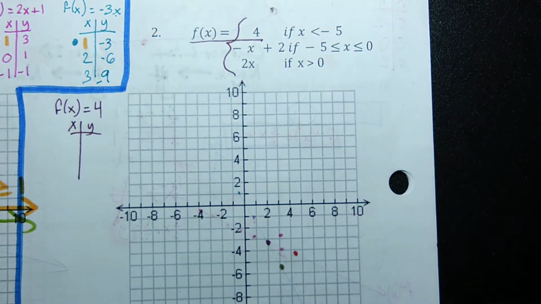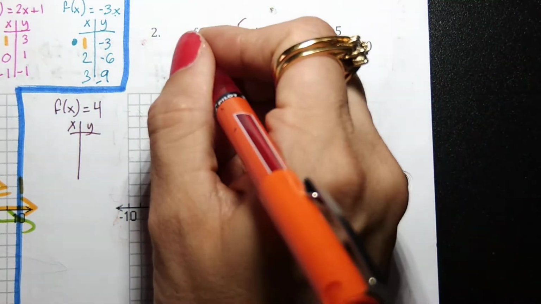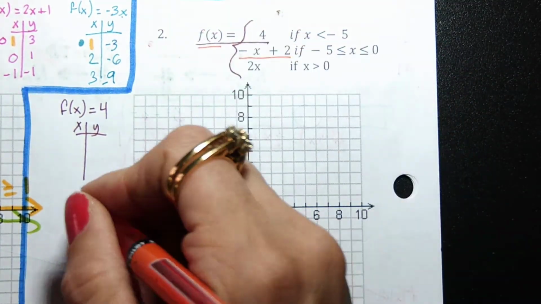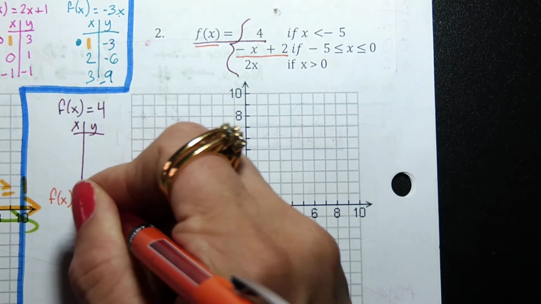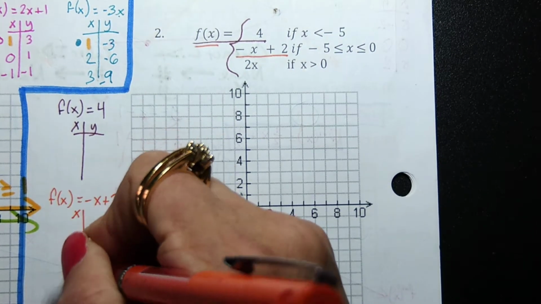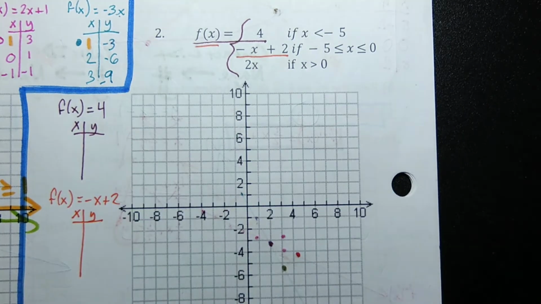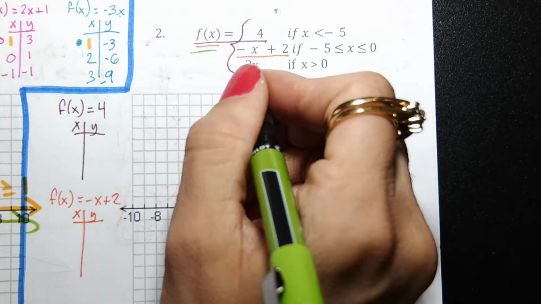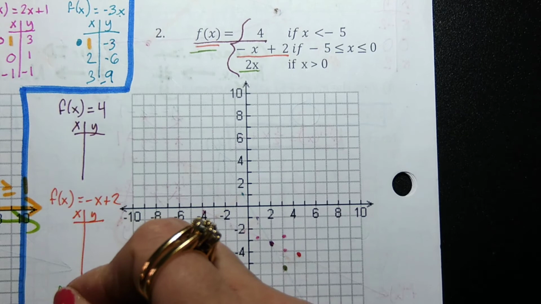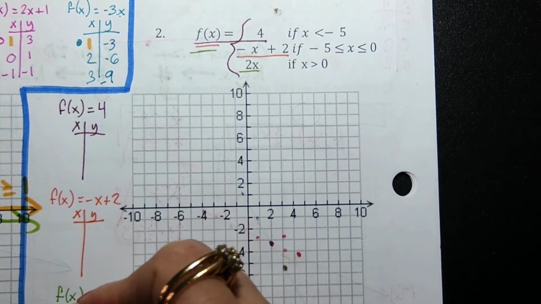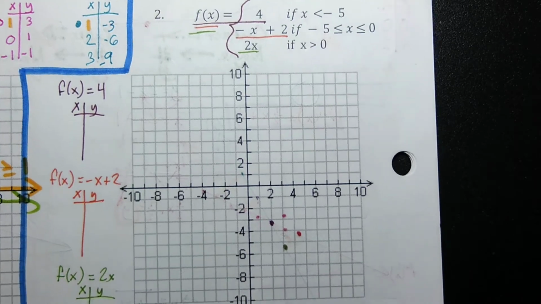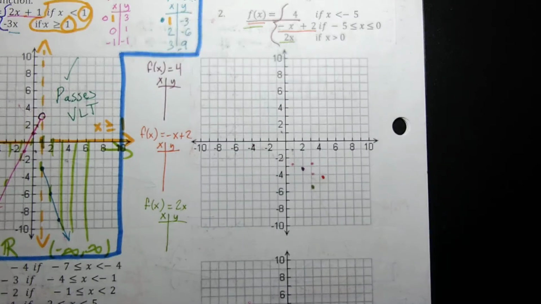And folks, I strongly recommend writing the equations above each table because otherwise it's even more confusing. So f of x equals 4, you get a table. F of x equals negative x plus 2, you get a table. And the last function piece, f of x equals 2x, you get a table too. So 3 tables that we are going to have to choose inputs for.